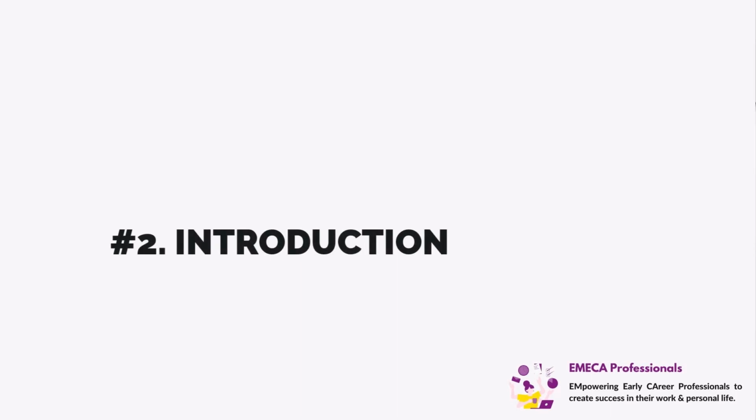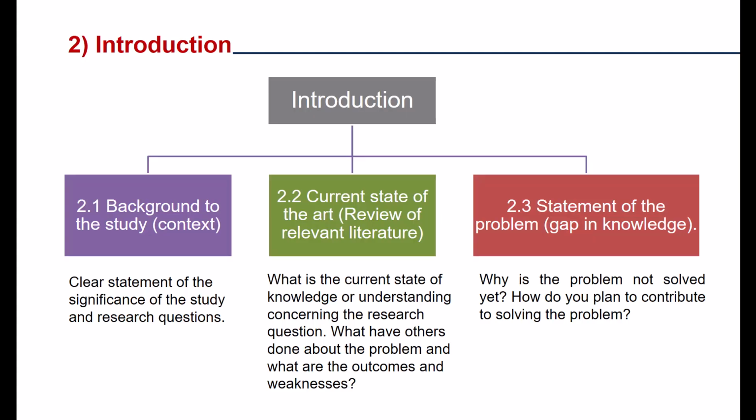The second component of a project proposal is the introduction. The introduction has three main parts. The first is the background to the study. This is where you give a clear statement of why the study is important and what research questions you want to investigate. The second part of the introduction is the current state of the art or a review of the relevant literature. In this section, you want to see what is the current state of knowledge or what others have done about the problem.